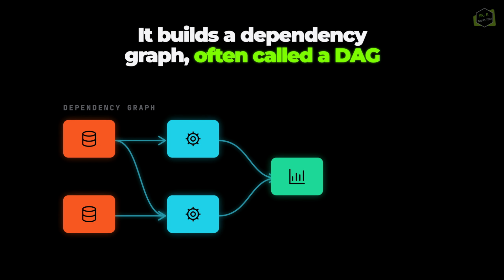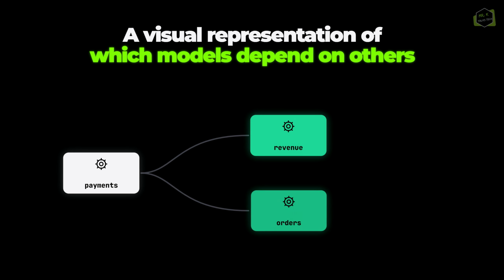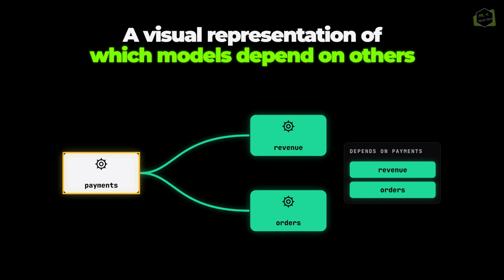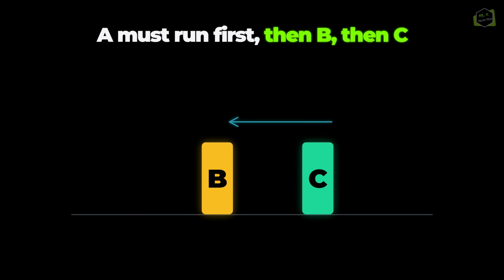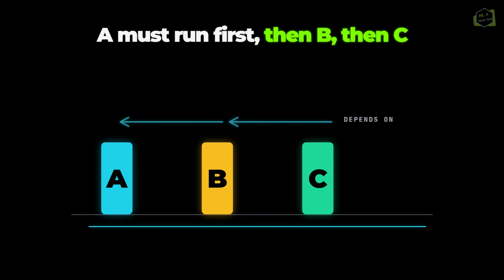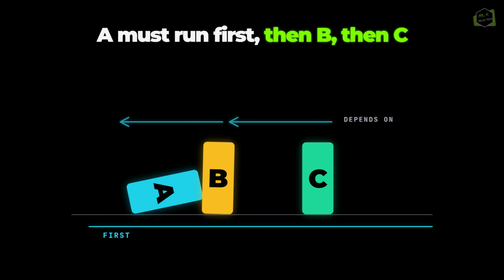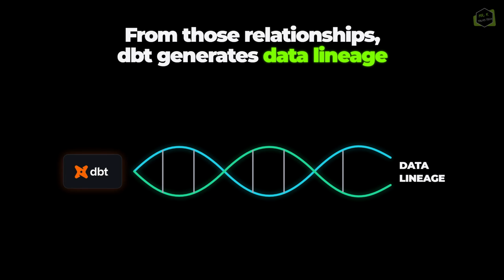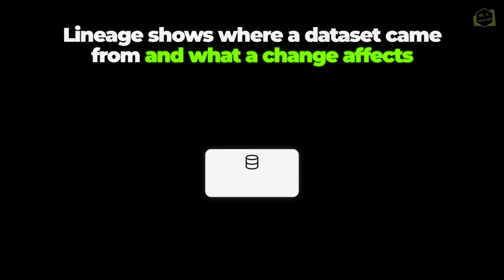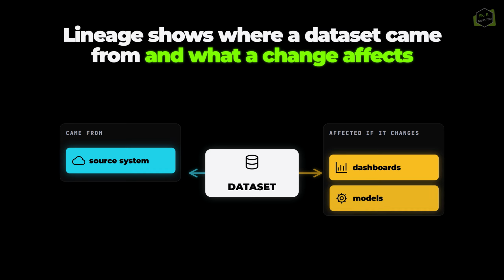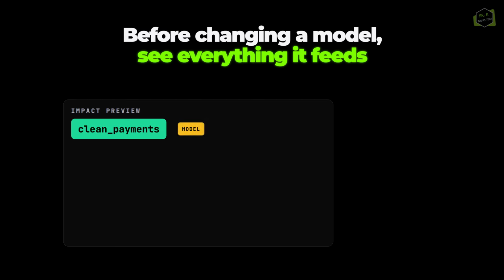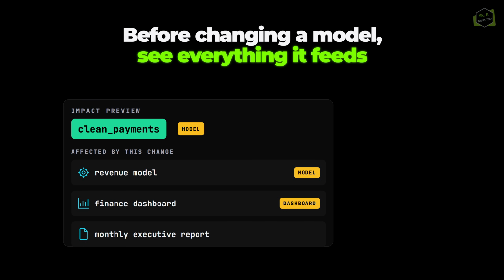DBT uses these references to understand the relationships between models. It builds a dependency graph, often called a DAG. This is simply a visual representation showing which models depend on others. If model C depends on model B and model B depends on model A, DBT understands that A must run first, followed by B, and then C. From these relationships, DBT can also generate data lineage. Data lineage allows you to see where a dataset came from and which dashboards or models may be affected if something changes. For example, before changing the clean payments model, you can see that it feeds the revenue model, the finance dashboard, and the monthly executive report. That makes changes much safer.